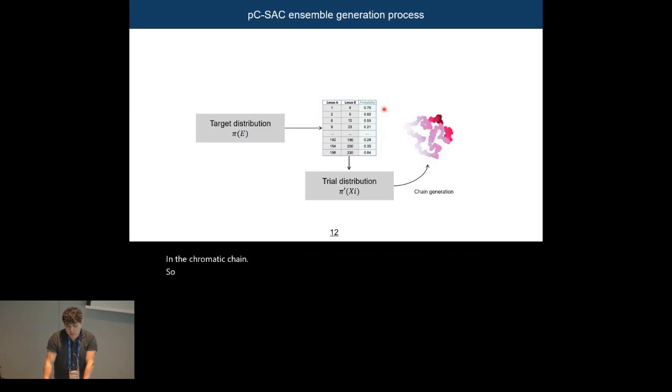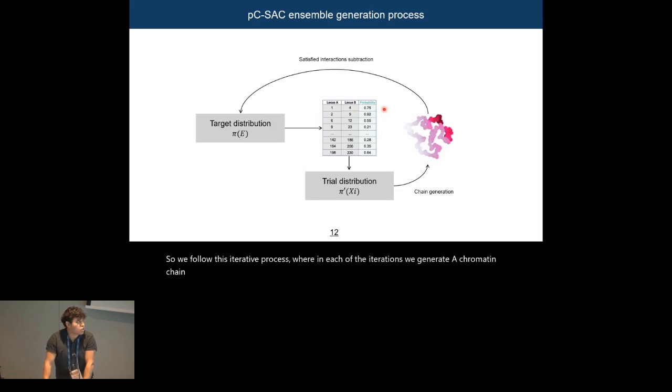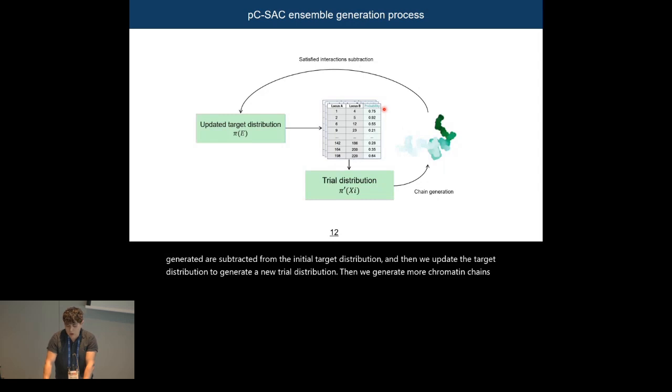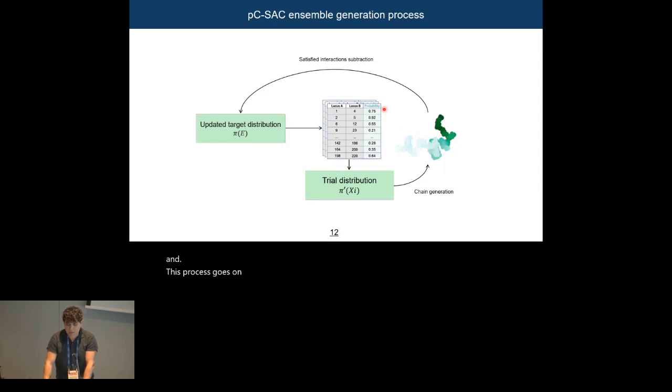So we follow this iterative process where in each of the iterations we generate a chromatin chain, and then all of the interactions that are satisfied in a given chromatin already generated are subtracted from the initial target distribution, and then we update the target distribution to generate a new trial distribution. Then we generate more chromatin chains, and this process goes on until all of the initial interactions are completely satisfied.